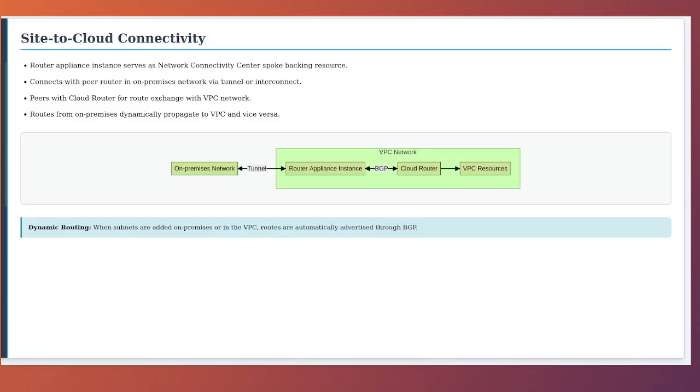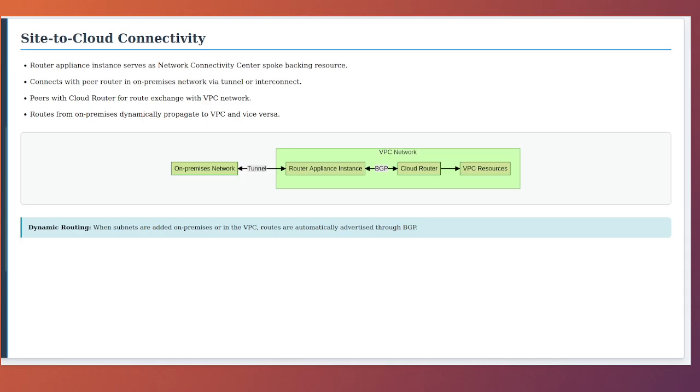The magic happens through BGP route exchange. Routes from your on-premises network are dynamically exchanged with the VPC network. This means when a new subnet is added on-premises, the Router Appliance can automatically advertise it to Google Cloud. Similarly, when you create new subnets in your VPC, those routes can be advertised back to your on-premises infrastructure.